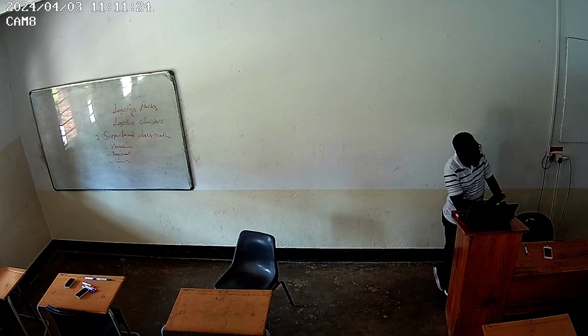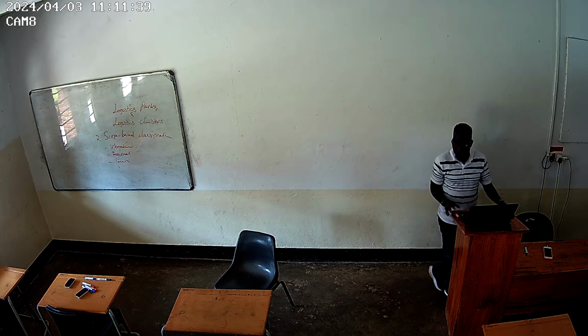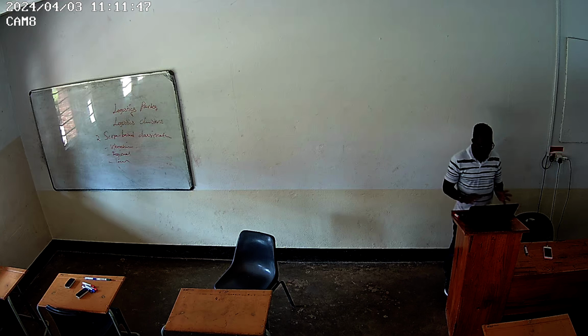Now, we can also classify these parks according to their functions. So we have what we call functional classification as another factor here. So we have seen three factors: model orientation, the scope, and here functional classification.